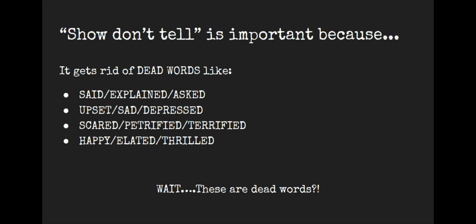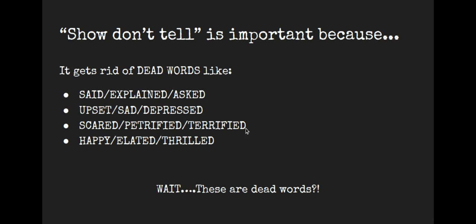So, why is show don't tell important? Well, it's important because it gets rid of these dead words that we talked about earlier in the year. Words like said, explained, asked, upset, depressed, sad, scared, petrified, terrified, happy, elated, thrilled. Wait, all of those are dead words? Well, technically, yes. Let me explain why.